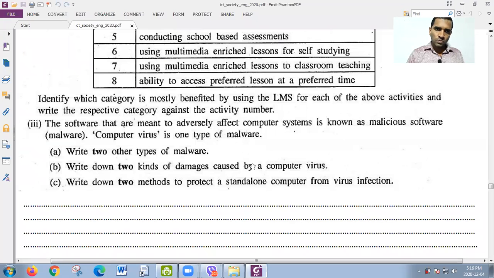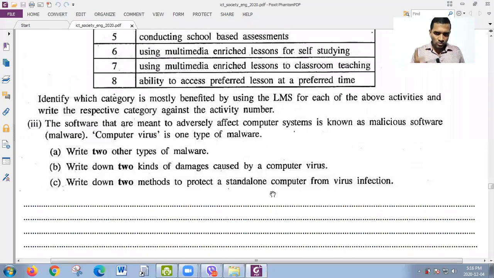Some softwares can be damaged or some softwares can be corrupted. Sometimes you are unable to install some new softwares. So there may be a list. Try referring the notes, right? I have given some. Last, write down 2 methods to protect a standalone computer from virus infection, right?